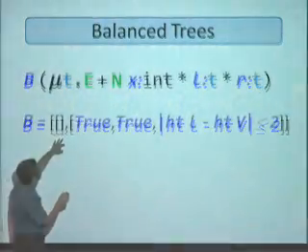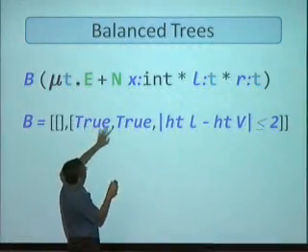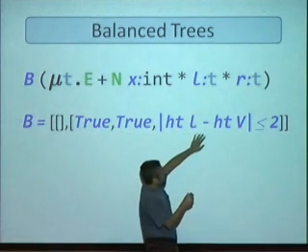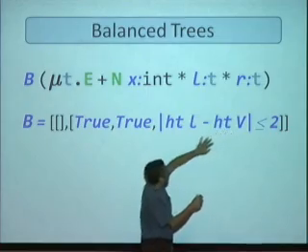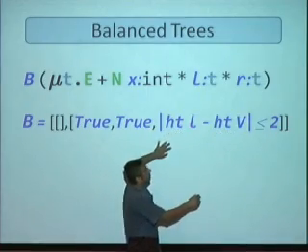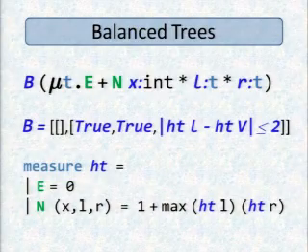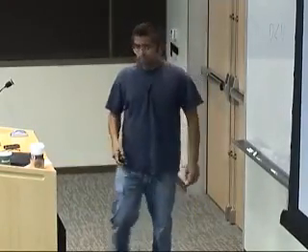Again, this is empty. I don't care about x. I don't really care about the left tree. But the right tree is such that the height of the right tree, height of this value, minus height of the left tree is at most 2. Okay? Where height is the specially defined measure function where height of the empty tree is 0 and the height of any other tree is 1 plus the max of the left and right heights.